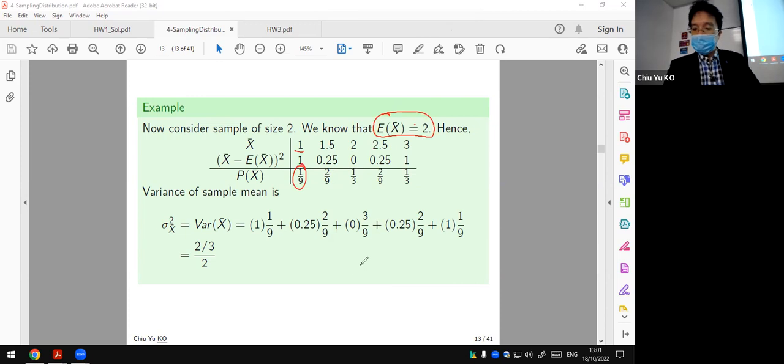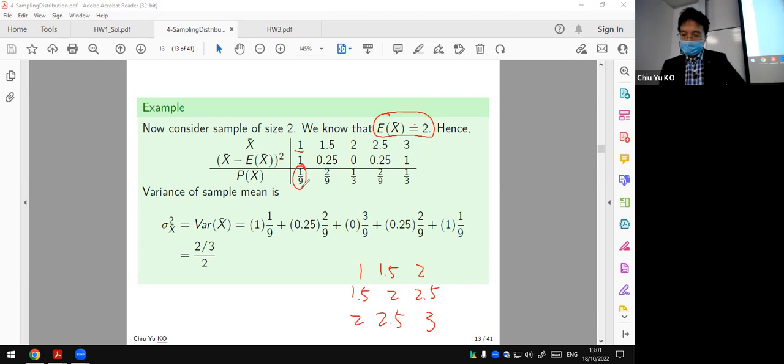Remember the graph is we have 1, 1.5, 1.5, right? 2, 2, 2, 2.5, 2.5, 3, right? So 1 up here once. And 1.5 up here, 2 of 9, right? And let's calculate the difference. It's 1.5 minus 2 square. So it's 0.5 square is 0.25, right? So on and so forth, right?